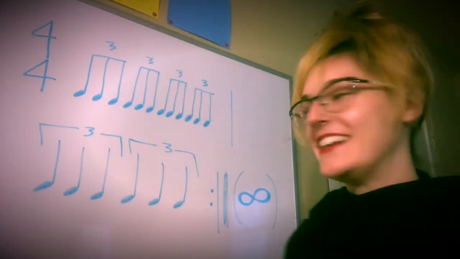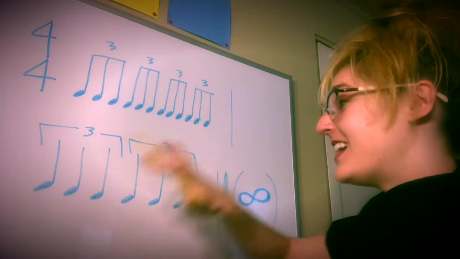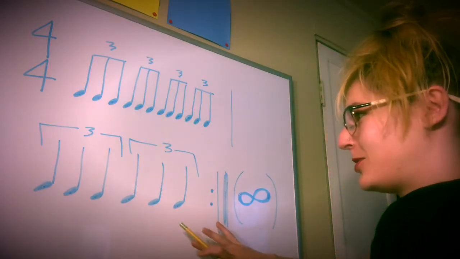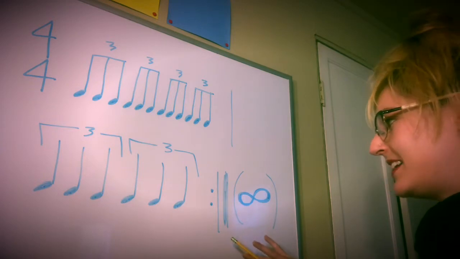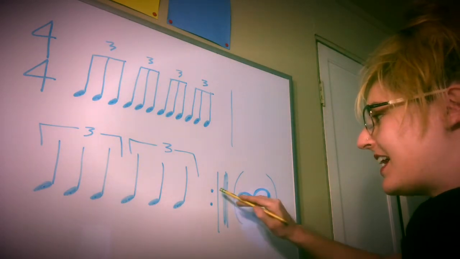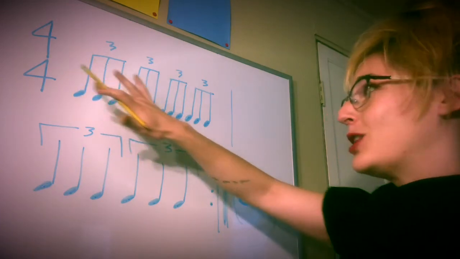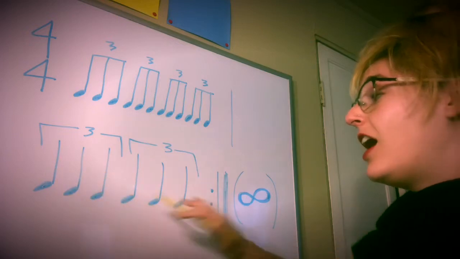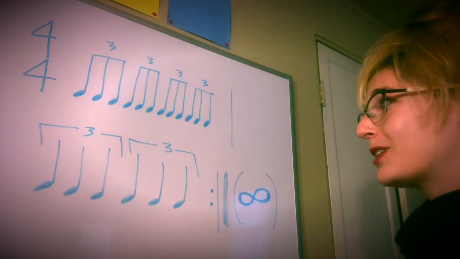Now for some fun. In the first measure, we see 8th note triplets. In the second measure, we see quarter note triplets. At the end, we see a repeat sign. We know that this is a repeat sign because it has 2 dots. This sends us back to the beginning and we go through it again. Now, I happen to draw an infinity symbol here. We're going to do this a whole bunch of times.